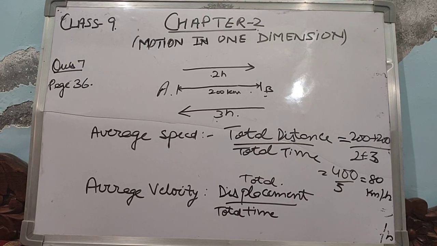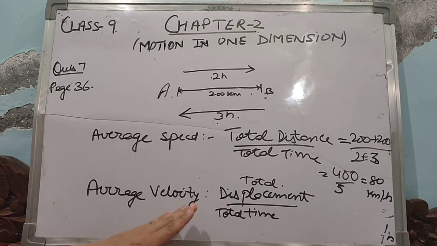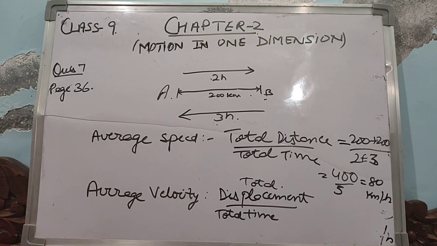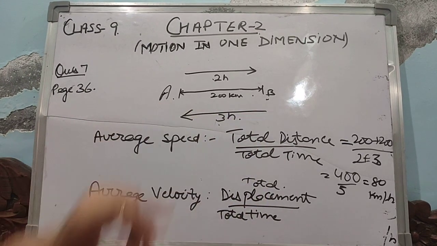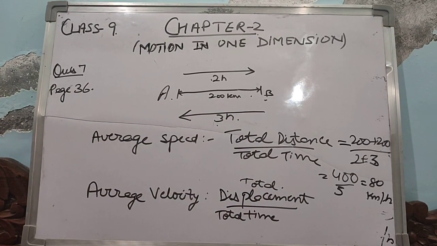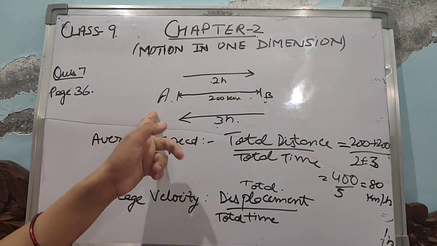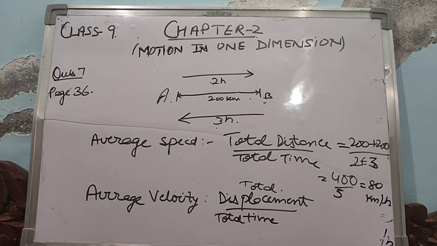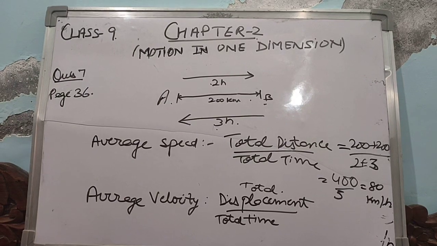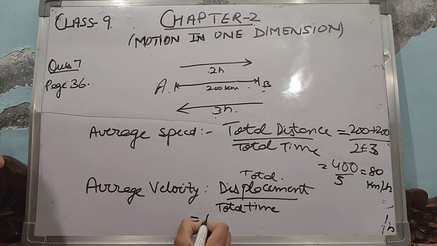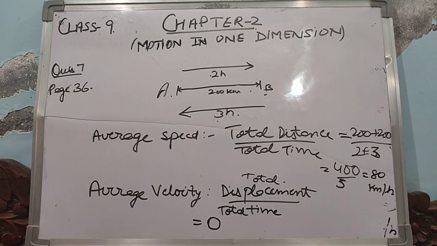Next you have to find the average velocity. Students, average velocity can be calculated as total displacement upon total time. Now look at the figure. What is the total displacement? The train goes from A to B and again comes back from B to A, meaning the initial and final position are the same. It reaches back to its initial position. So the displacement will be equal to 0. As the displacement is 0, the average velocity will also be equal to 0.